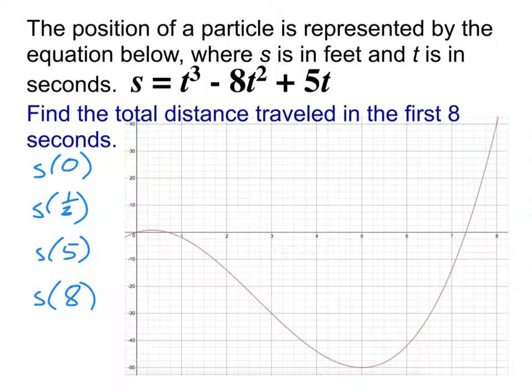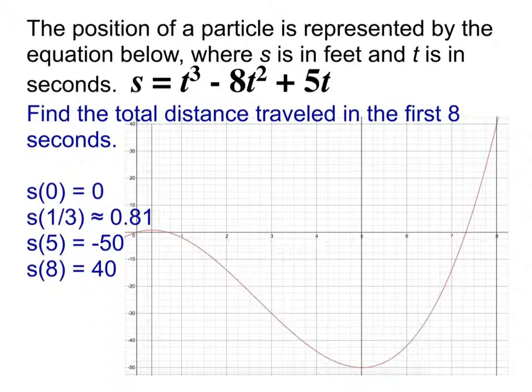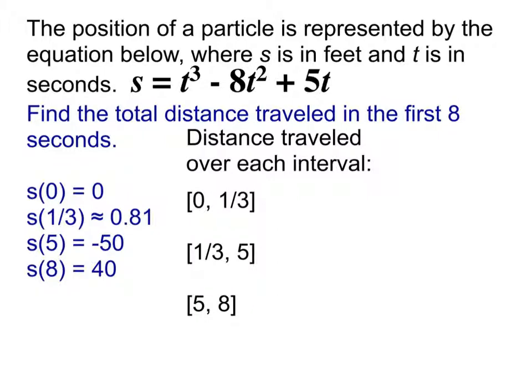So we plug in those values. I'll save you from the computations here. When we plug those in, S of 0 equals 0. So it starts at 0. That's convenient, right? At 1/3, it's about 0.81, rounded. At 5, plugging 5 in for t, we get negative 50. And then finally, S of 8, when I plug 8 in, I get 40. That is enough information now to figure out the total distance traveled over each of those intervals.